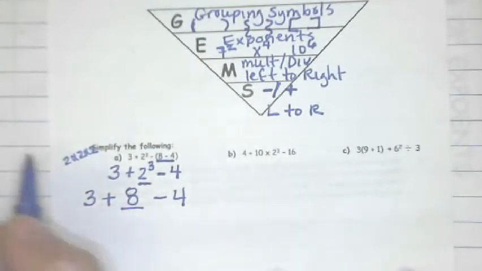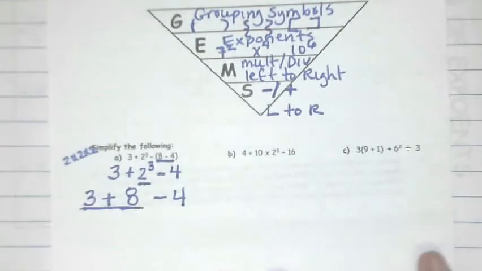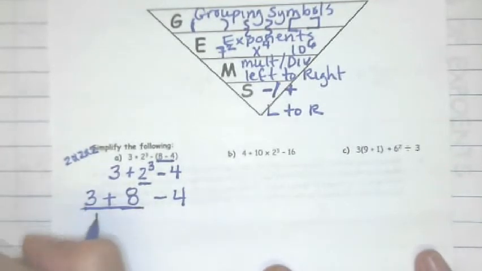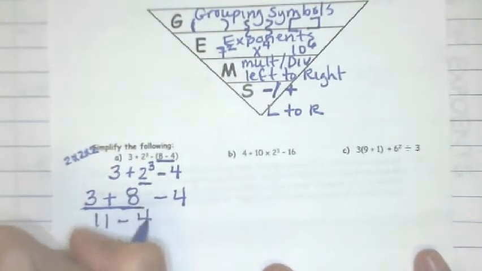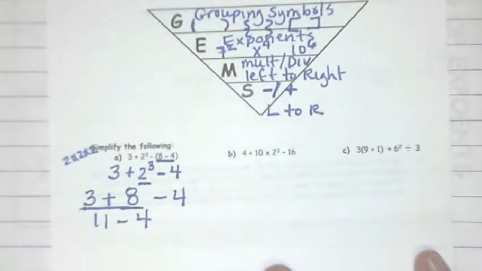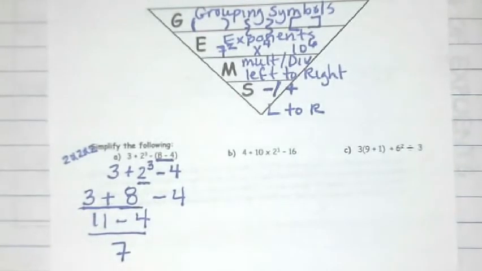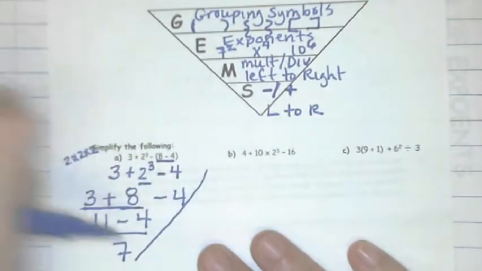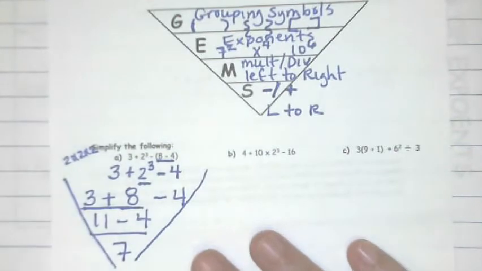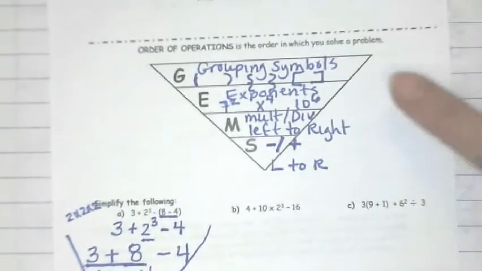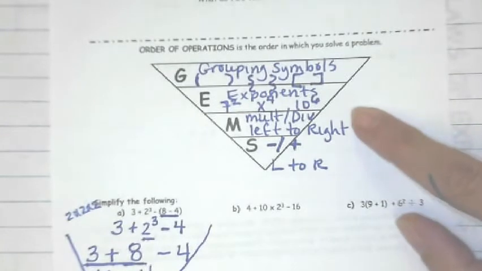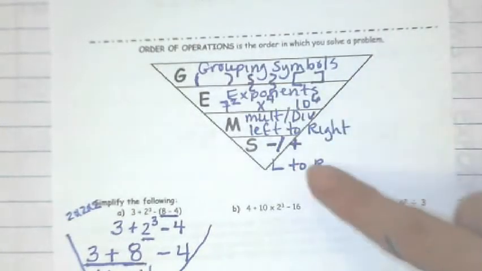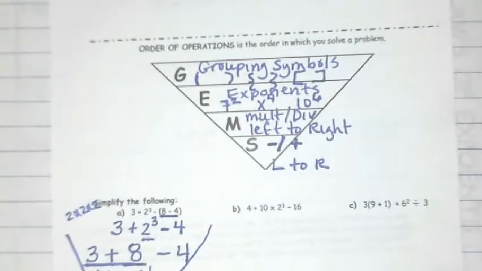So I'm going to underline the step that I'm going to do. So 3 plus 8 is 11. And then minus 4. And then I have 11 minus 4 left. 11 minus 4 is 7. So what you're going to end up with is almost like a V when you're done with a shape. Okay? Just like the graphic organizer or the little what's called GEMS. You're going to end up with a V in the end and get your answer.